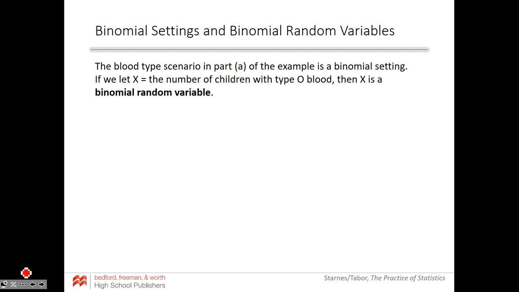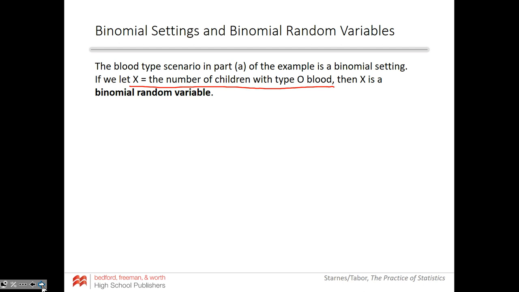All right, so we're going to go back, like I said before, and revisit this blood type scenario. We already established that this was binomial. We already talked about BINS, right? Those 4 conditions. So now I'm going to define my random variable X. And just a quick reminder from early in the chapter, a random variable is a random process that has a numerical outcome. So X is the number of children with type O blood from that family of 5.